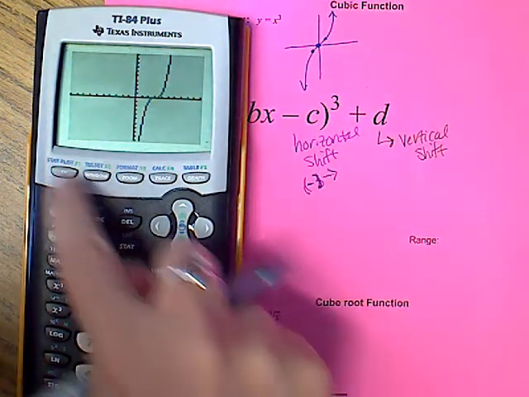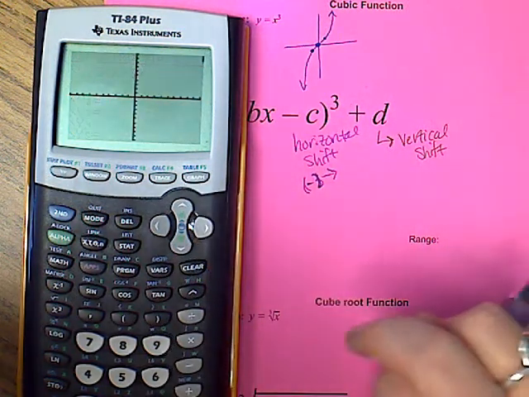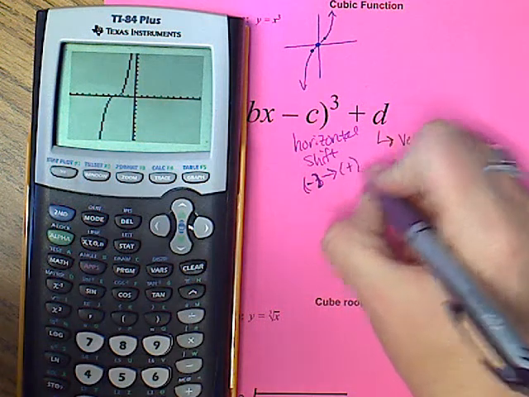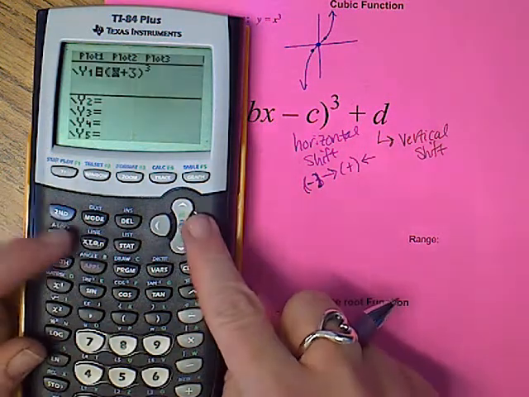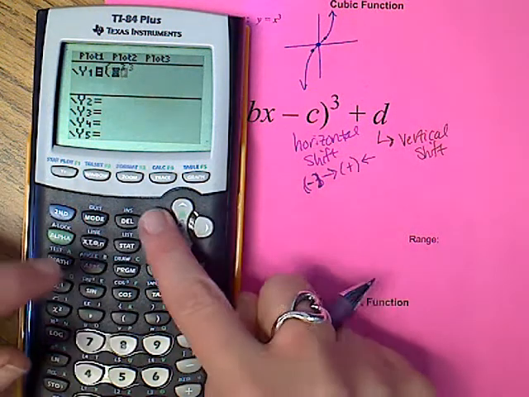This is important. If I change that to +3, notice that I'm now going to the left 3. So positives move to the left. That's what you need to know about your C. Make sure that you don't forget that.